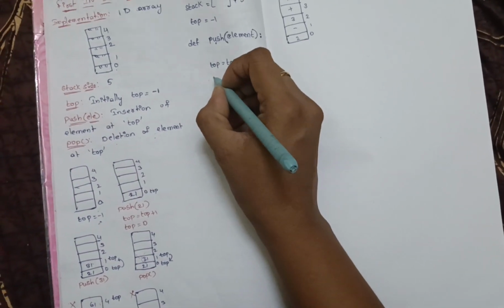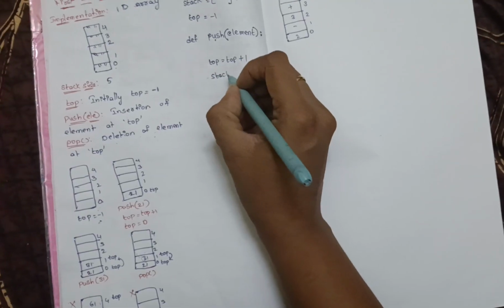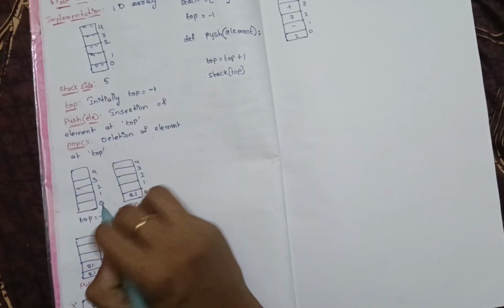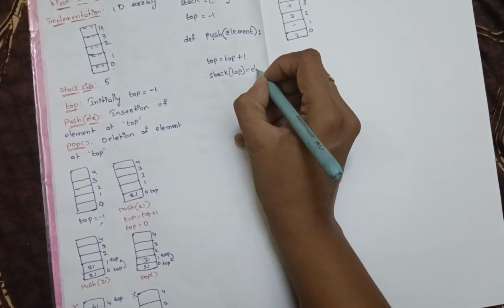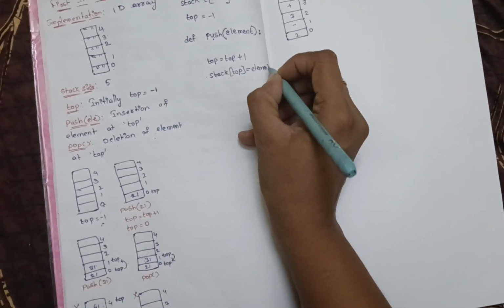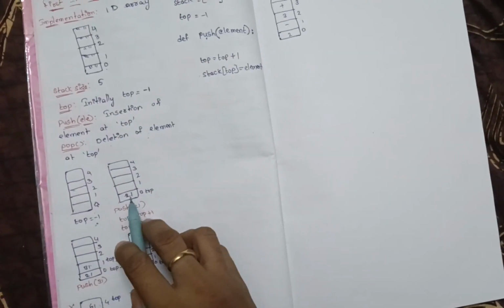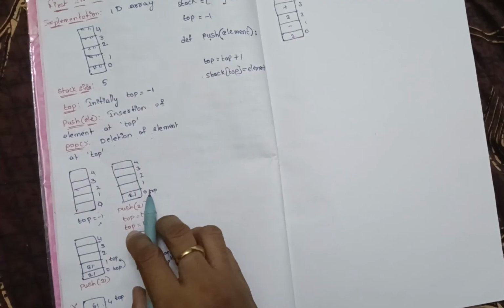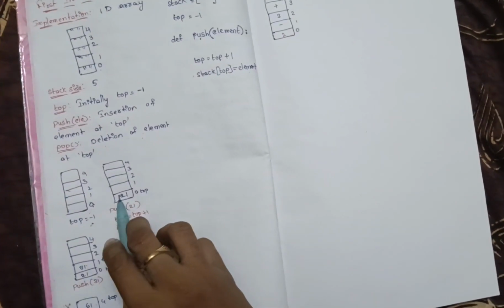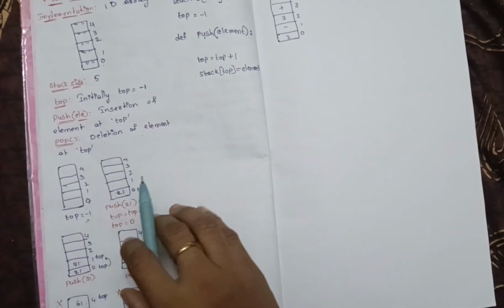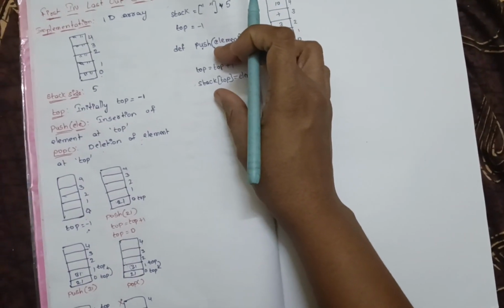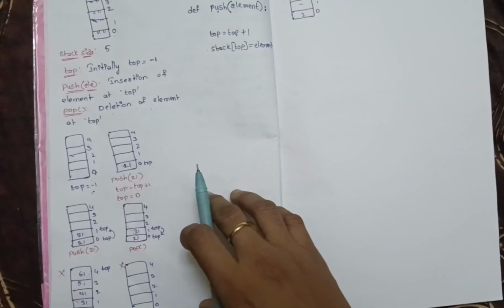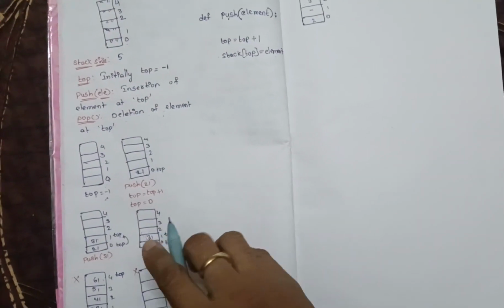If I write like this, stack of top, wherever top is there, I am assigning the element at that position. Now our top will be at the 0th position, and wherever top is there, we are assigning that element in that index. Now pushing is over.